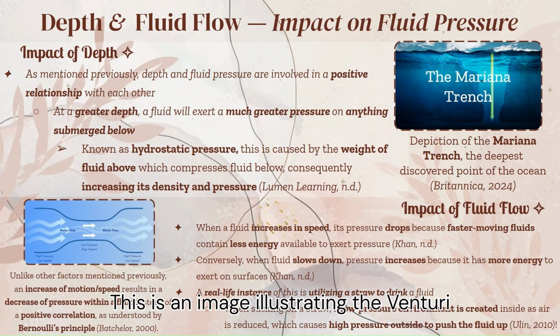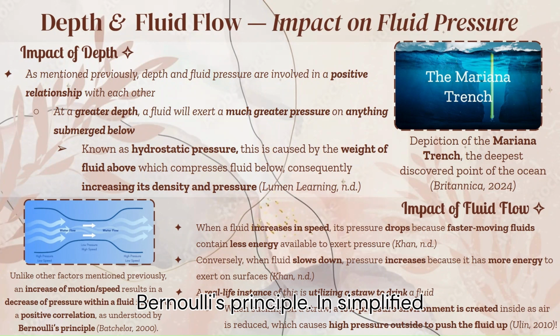This is an image illustrating the Venturi effect, in which a fluid's velocity increases at narrow sections of a pipe, causing a drop in pressure according to Bernoulli's principle. In simplified terms, a lower speed results in a higher pressure, and a higher speed results in a lower.